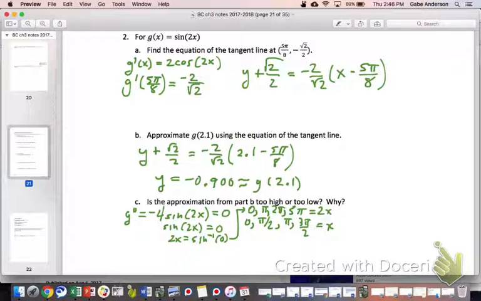Okay, so then let's analyze this. 5 pi over 8 is in between which two values? Pi and 3 pi over 2. Pi over 2 and pi. I think it's pi over 2 and pi, right? So 5 pi over 8 is like 5/8 pi, and 5/8 is just a little bigger than 1/2, but it's definitely smaller than 1. Okay, so that fits between pi over 2 and pi. What about the 2.1? Does that fit in the same interval?